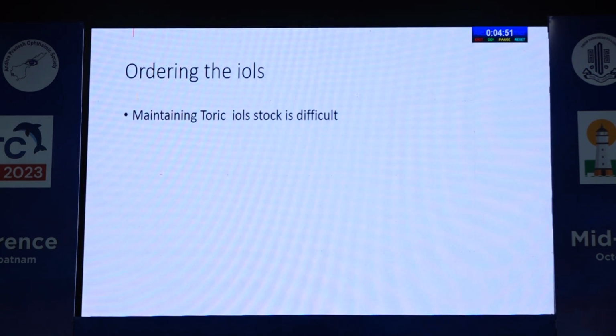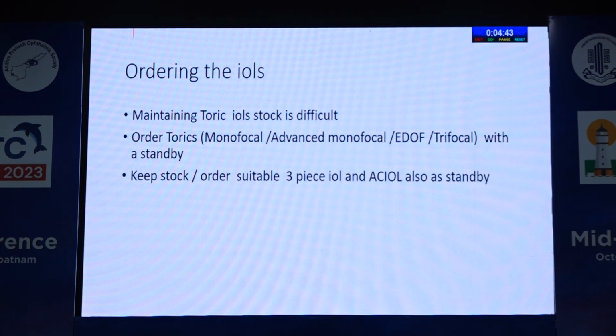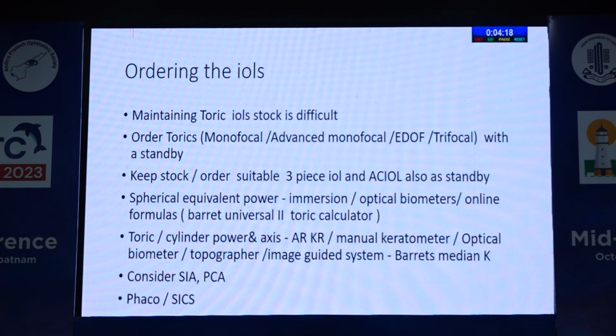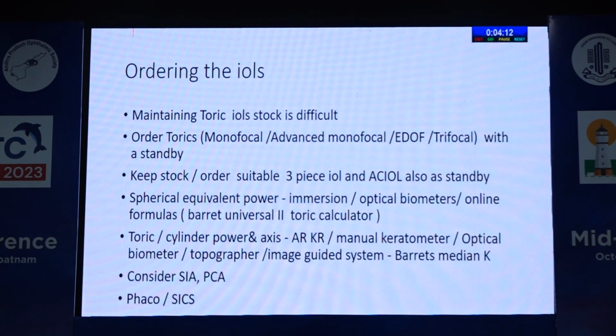Maintaining toric IOLs stock is very difficult, so we have to order them in advance, depending on the various available lenses and options and what the patient wants. Always keep the stock ready for 3-piece and AC IOLs as standby. For the spherical equivalent power, as I told, we can also use immersion. Suppose it's a mature cataract, there is no other option. But I think whenever it is done, it's better to go for EDOF torics because they have more tolerability. And suppose you have to convert, always keep a lower cylinder lens ready with you.